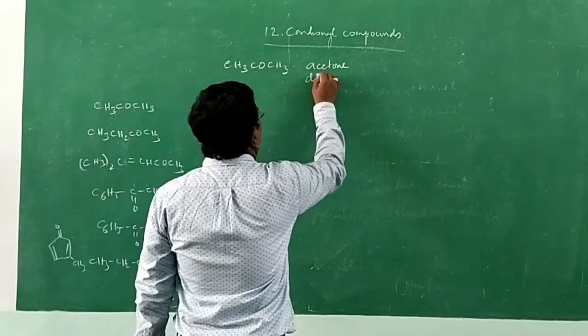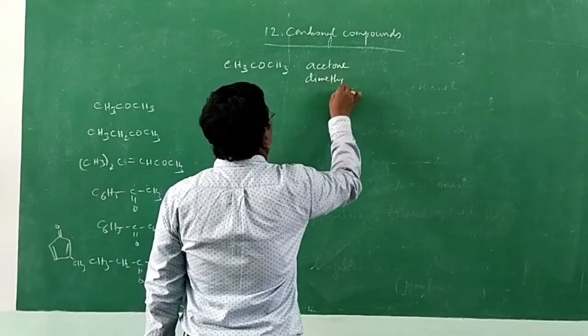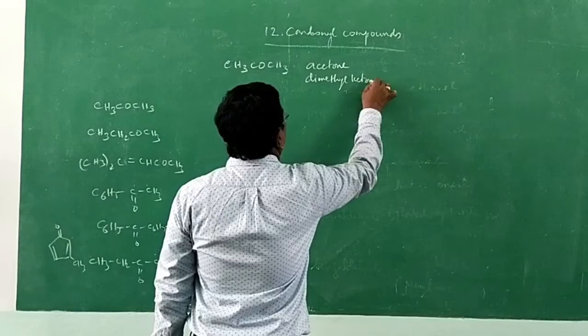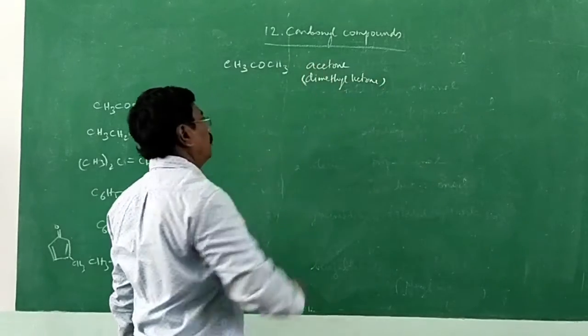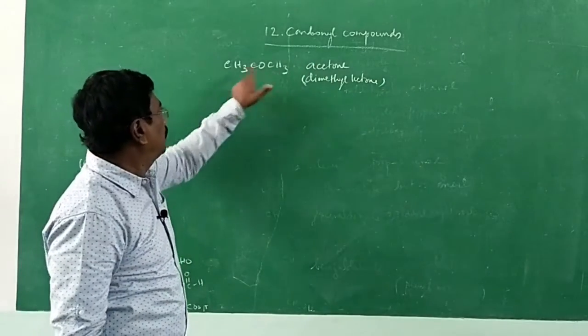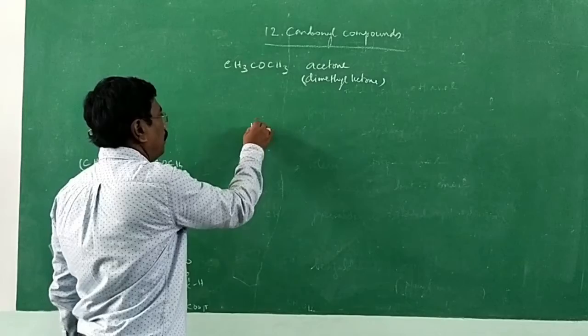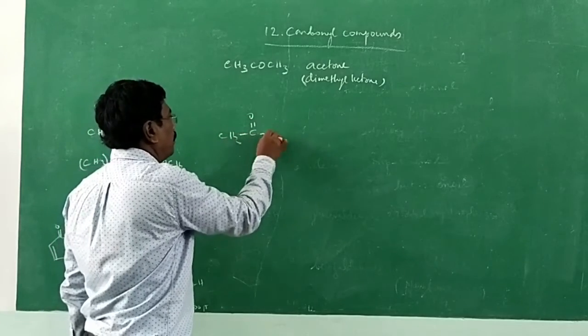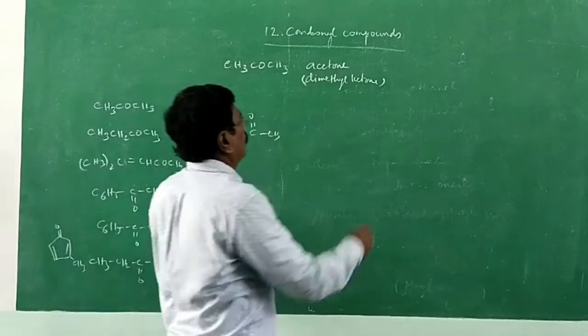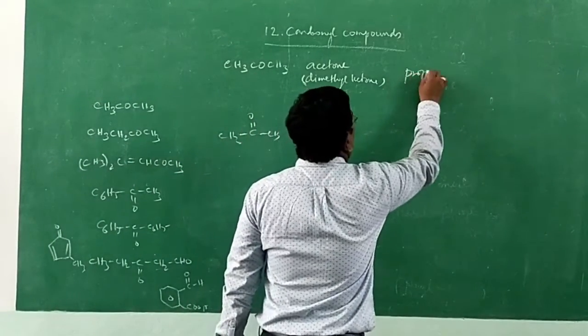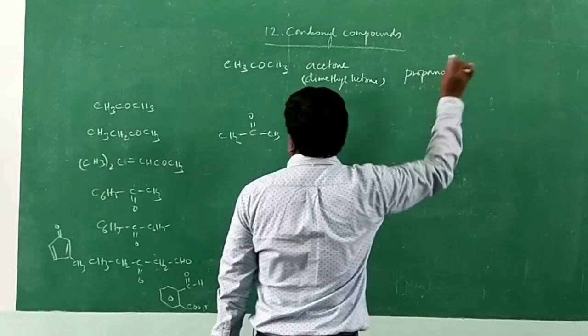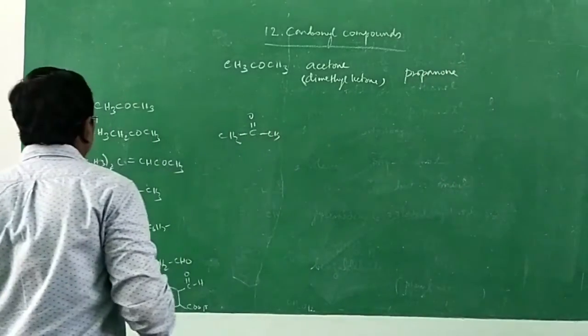It may be called dimethyl ketone also. Ketone, with a methyl group on both sides, therefore dimethyl ketone. Both are common names. Dimethyl ketone, C double bond O, at both sides we have methyl. The IUPAC name is propanone. Alright.